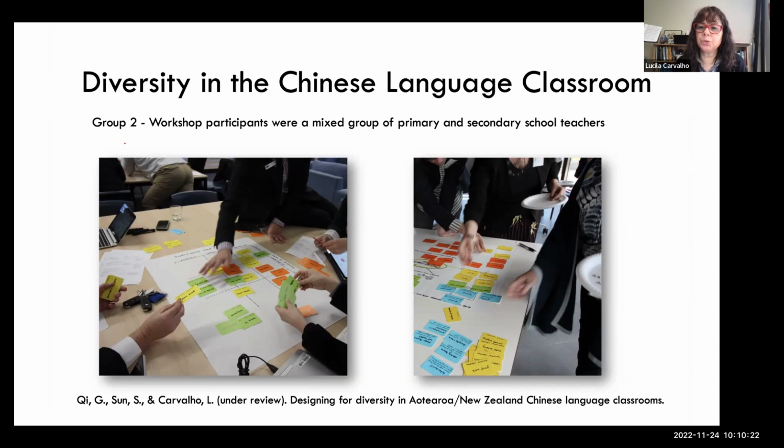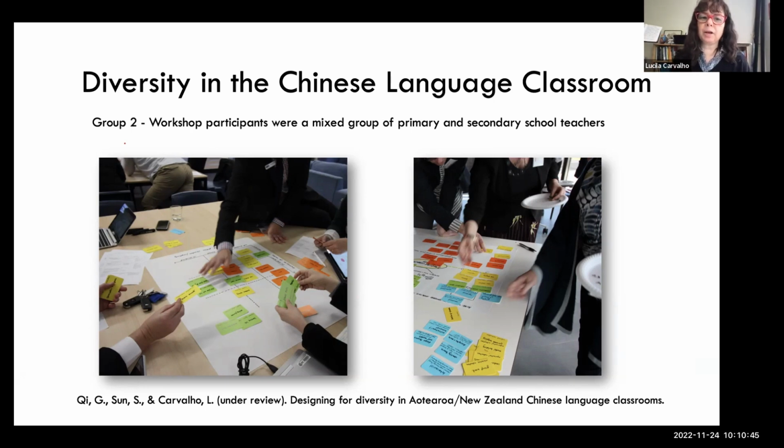So when they came to our workshop, they already had a whole morning session about diversity, where they had different speakers talking about diversity in the Chinese classroom. And so we set a few design tasks for them, for this group of teachers.